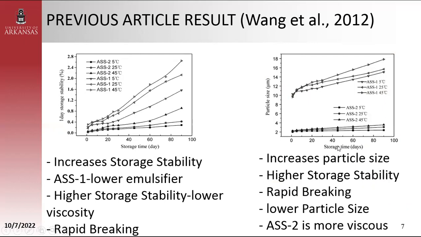Similar things apply for storage time and particle size. If we look at that graph, there is a difference in particle size between ASS1 and ASS2. As storage time is higher, the particle size will be higher. But as the emulsifier dosage is higher for ASS2, the particle size is a little bit lower compared to ASS1. So this is the main advantage of ASS2 as a slow set emulsion, and ASS1 should be a rapid set emulsion.